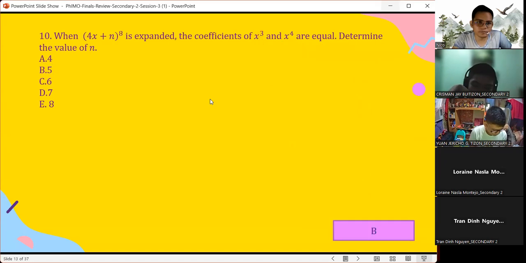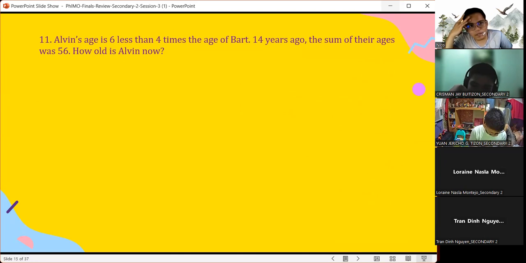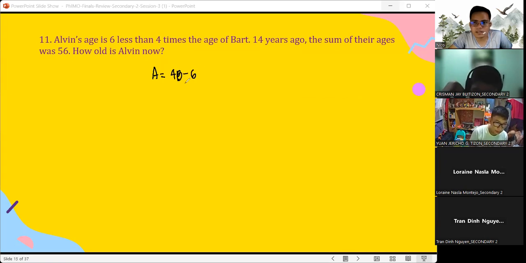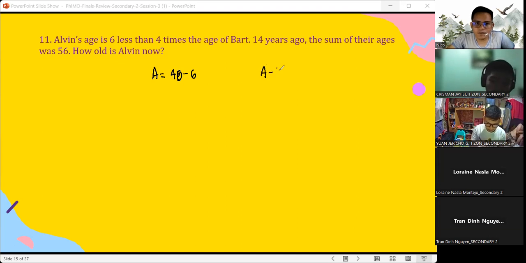Let's have number 11. 5, correct. Alvin's age is 6 less than 4 times the age of Bart. So Alvin is 4 times the age of Bart and then 6 less, right? And then 14 years ago, the sum of their ages is 56. So Alvin minus 14 plus Bart minus 14 is equal to 56, correct?